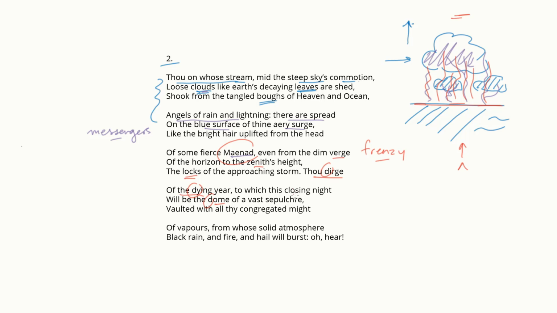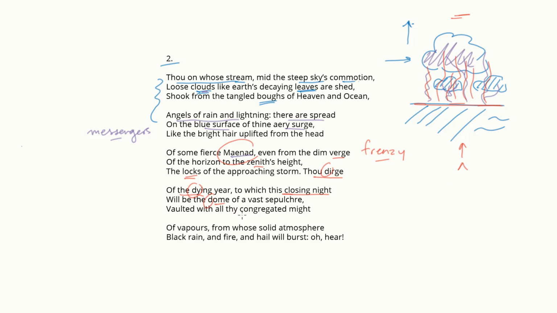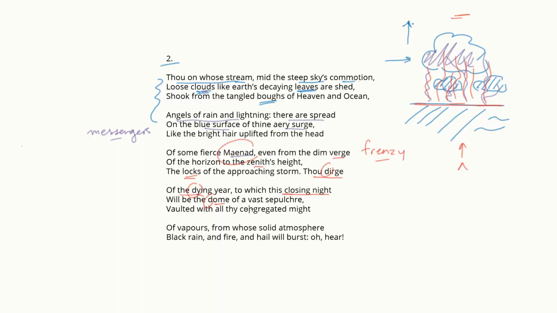And this closing night, right, one of these final nights in autumn, will be the dome of a vast sepulchre. So a dome is a curved vault, and that turns into kind of a curved tower, right, top of a tower. So what we have here then is that the sky is becoming extremely dark. And I really should use like black or something, right? So it feels like the storm creates this sense of enclosure, as if you're being buried alive. Nice connection with dirge there.